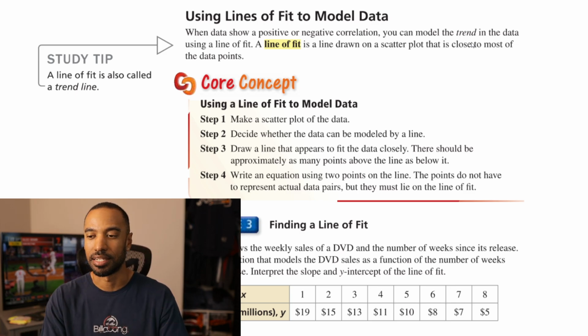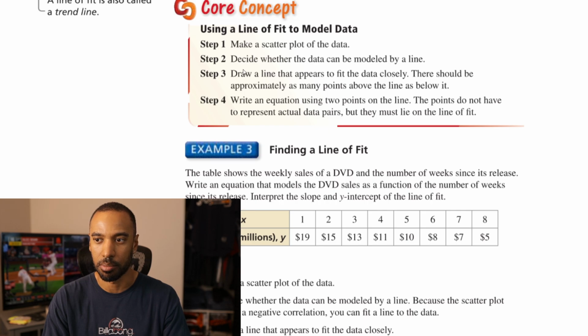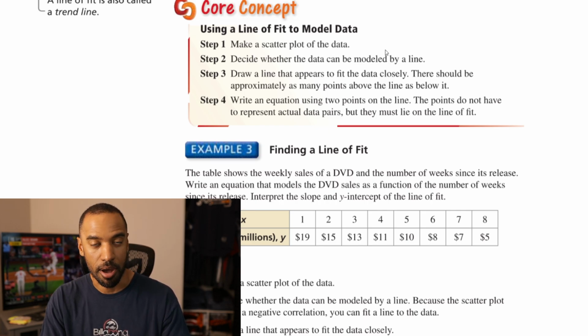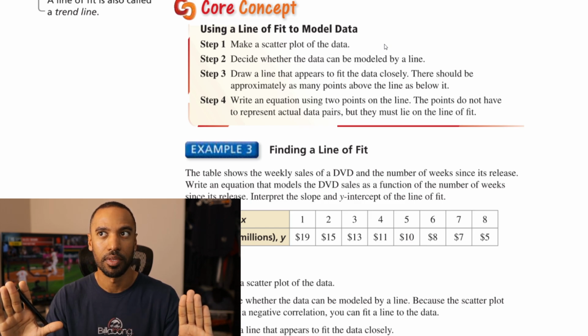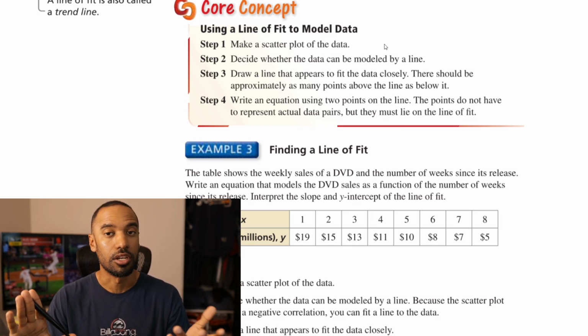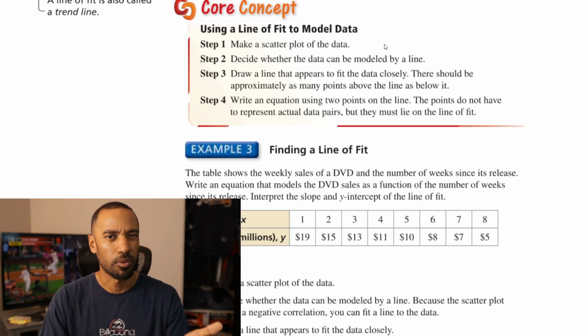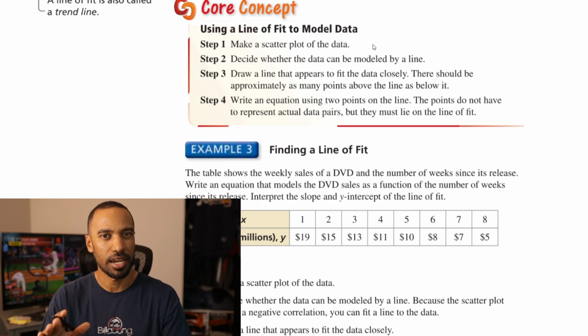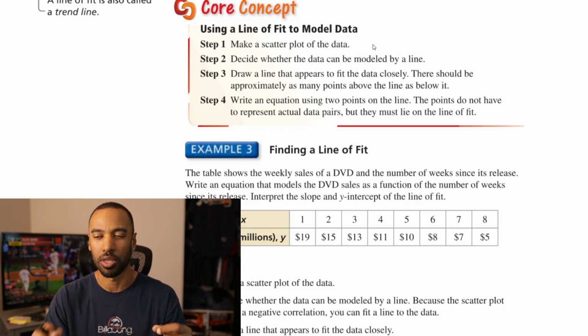So using a line, first of all, you make your scatter plot by plotting your points, and it looks like we're going to have to do some of it here. Decide whether it can be modeled by a line. Is it positive, negative, or no correlation? No correlation is the same as a correlation of 0. And by the way, I think the book's going to be pretty obvious with it. I don't think they're going to make you guess. This is your first time being exposed to it, so they really want to let you know.